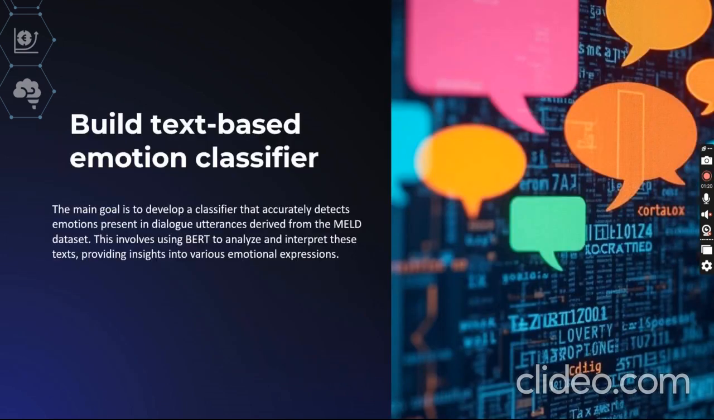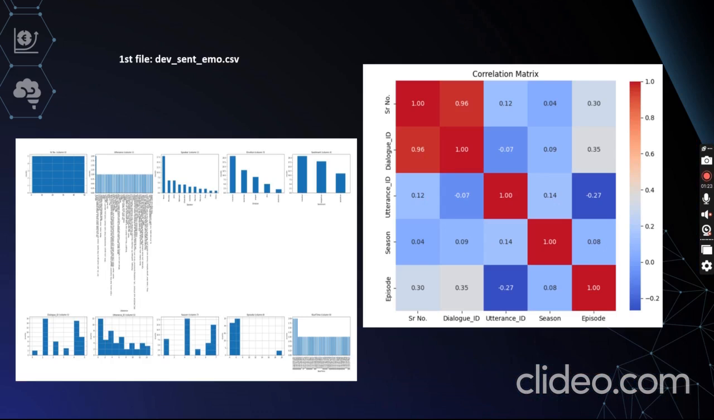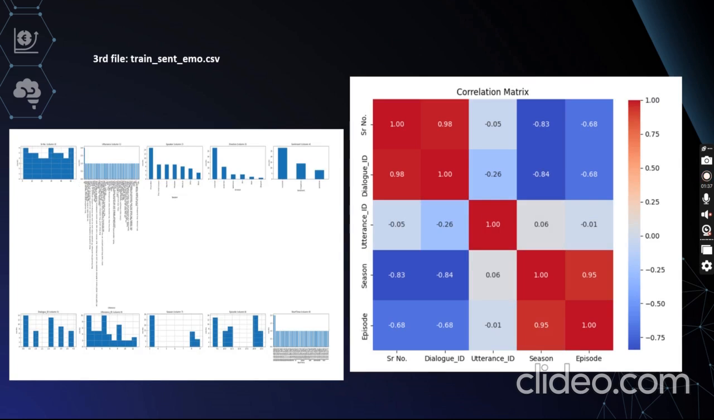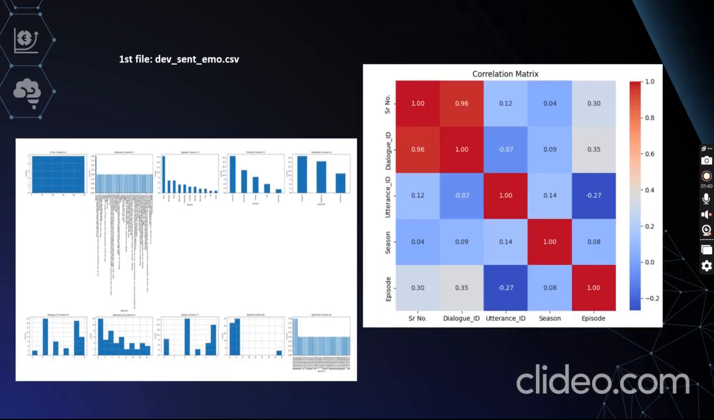This is the exploratory data analysis I got from the files. There are three files. The first one is dev_sent_emo.csv. The second file is test_sent_emo.csv, and the third file is train_sent_emo.csv. While doing the exploratory data analysis for the first file, as you can see in this graph, it is a distribution plot. Here we can see the emotional label imbalance, especially the dominance of neutral and joy, which should be addressed during training.